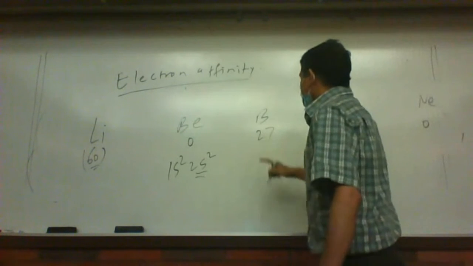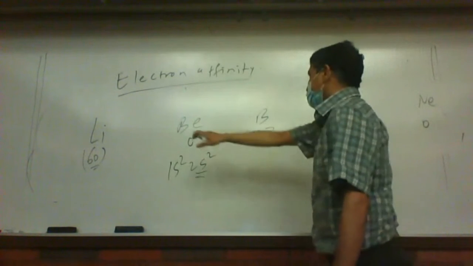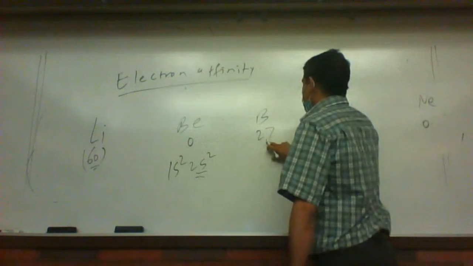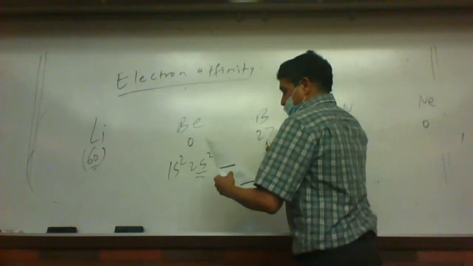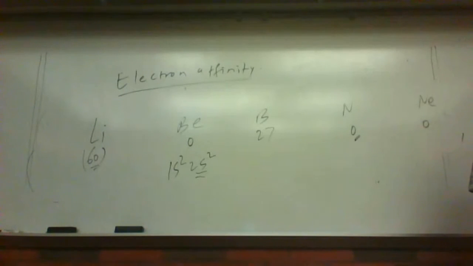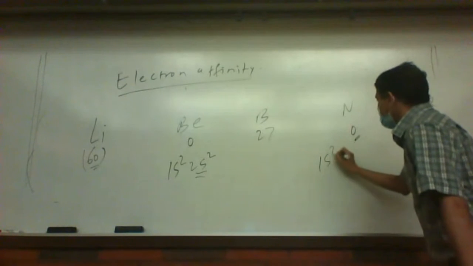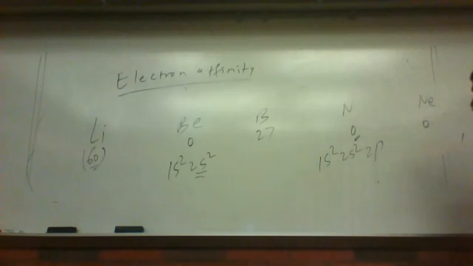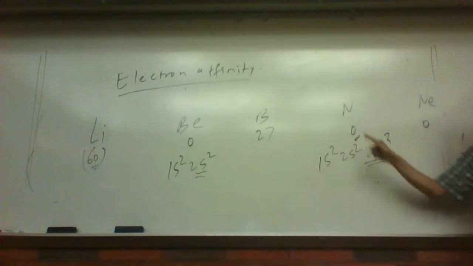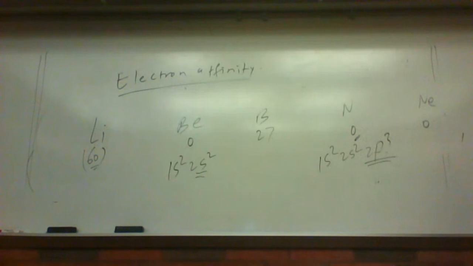So boron, the size is smaller. As you go this way, size decreases. So this boron has a small electron affinity. And you go to nitrogen here. Nitrogen is 0. Why does nitrogen have small electron affinity? Because it's 1s2, 2s2, 2p3. If you look at the outermost orbital here, 2p3, this is half filled. So nitrogen doesn't want to accept the incoming electron easily. If it gets another electron and 2p3 becomes 2p4, it becomes unstable. Nobody wants to be unstable. They want to be stable, right?